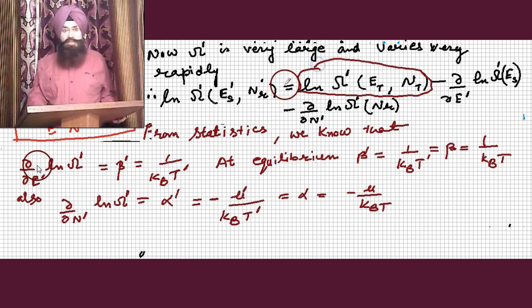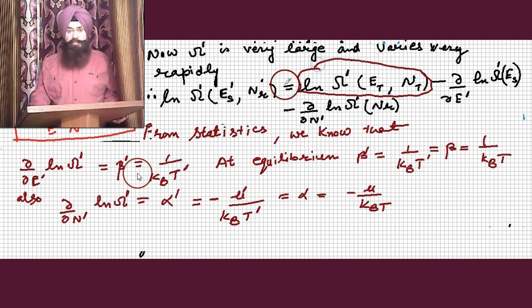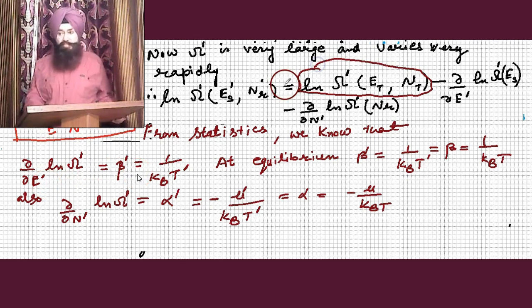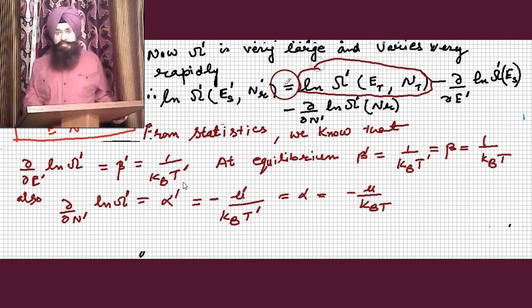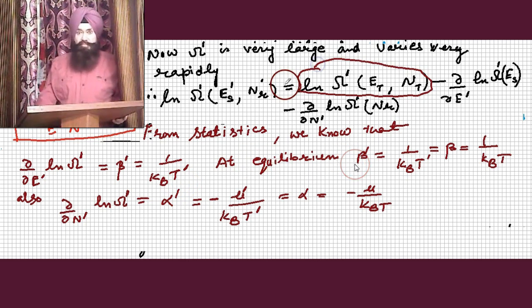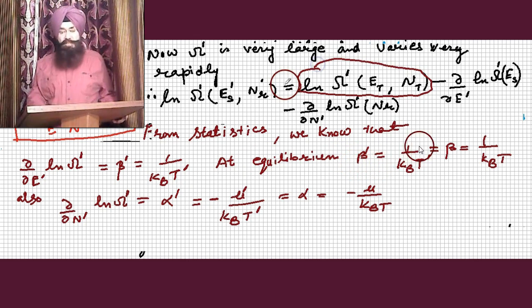Currently, the partial differentiation of log of omega dash with respect to E dash is beta dash. We call it beta dash. And remember that beta dash is 1 over Boltzmann constant into T dash, 1 over Kb into T dash. But at equilibrium, what happens? The temperature is the same. Temperature comes to be at the same level, T, not T dash. T dash becomes T.